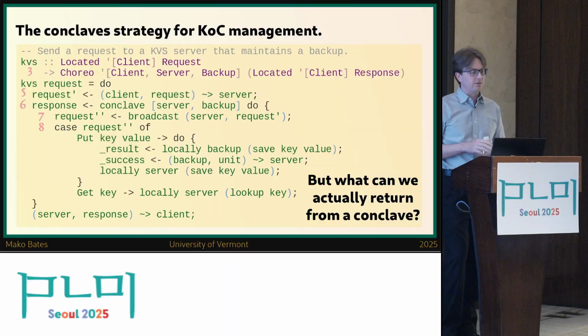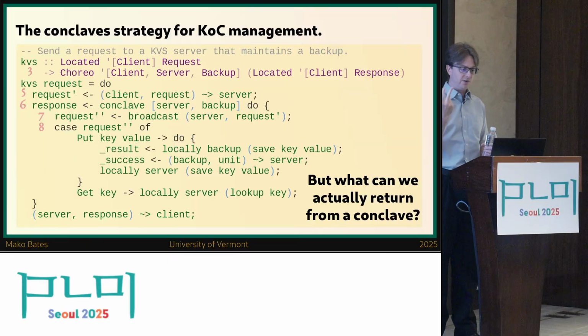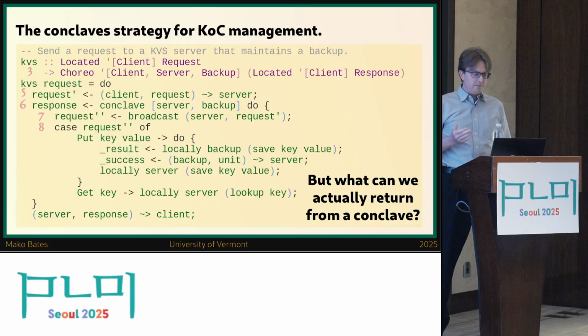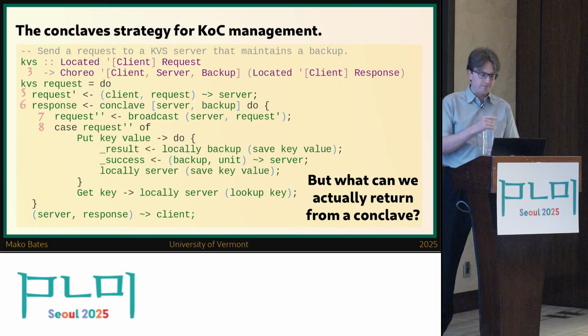So on line 6, they enter a conclave. That entire do block that starts on line 6, the census is just server and backup. So on line 7, when we broadcast the request, that doesn't go back to the client. They don't need it. They're going to skip this whole block. And then the server and the backup can branch on line 8 as described.